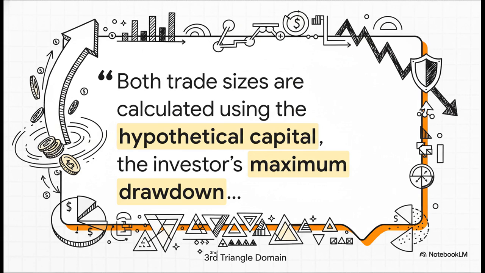So you might be wondering, how exactly does the model come up with that number? Well, the source material tells us very clearly, and I'm going to read this directly. Both trade sizes are calculated using the hypothetical capital, the investor's maximum allowed drawdown, the third triangle domain percentage, the risk coefficient, and the contract size. So it's a formula that brings all those key factors together.